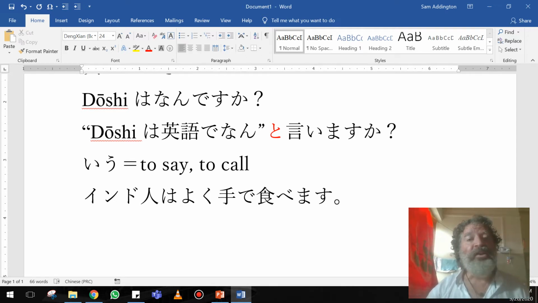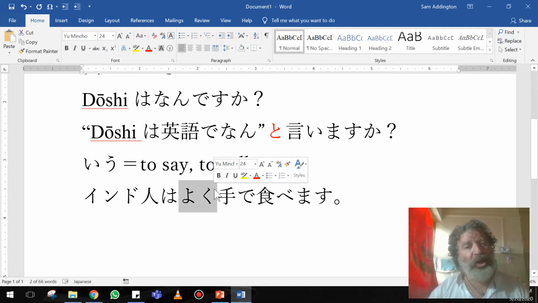Okay. Indo-jin. Indo, in katakana. Jin is hito, person. Indo no hito means a person from India. If you want to say Indian, you say Indo-jin. If you want to say a person from India, you say Indo no hito. Indo-jin wa yoku. Now, yoku means often, and it's the word yoi.